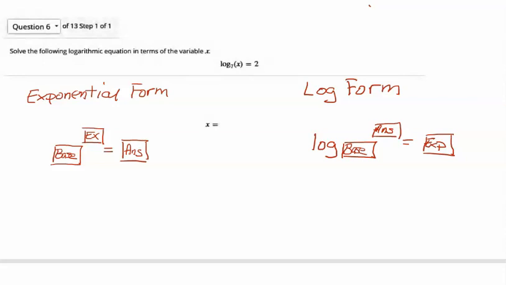In example 6, sort of a straightforward one. It's in logarithmic form. We want to put it in exponential form. So our base is 7. Our exponent is 2. And that equals x. Well, 7 to the 2nd power is 49.